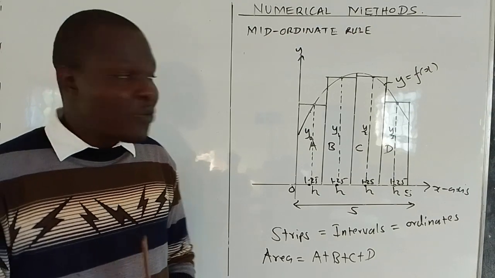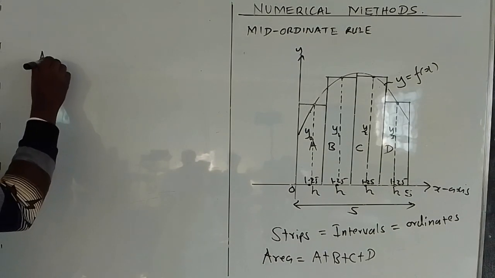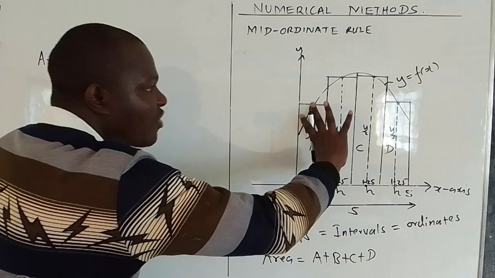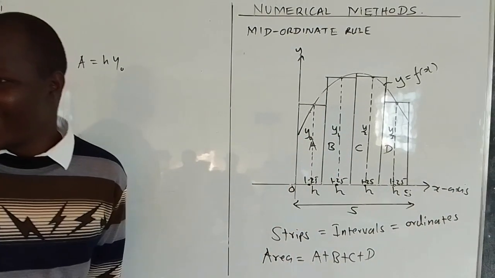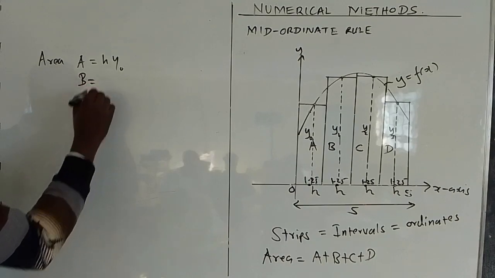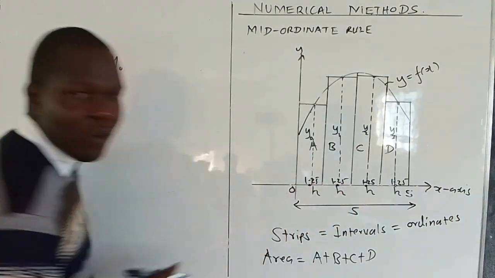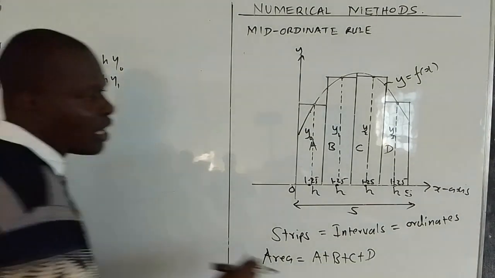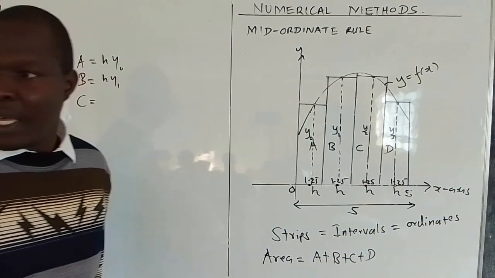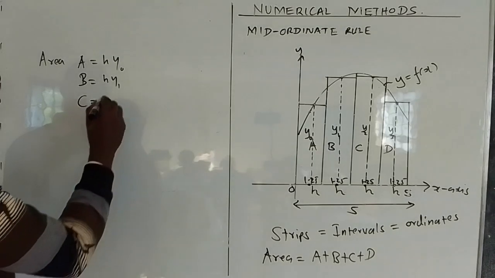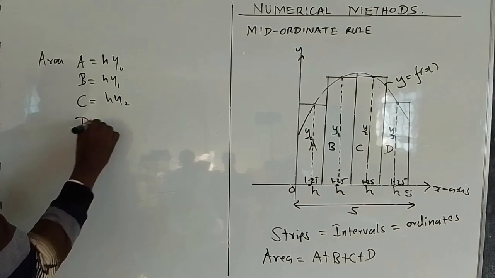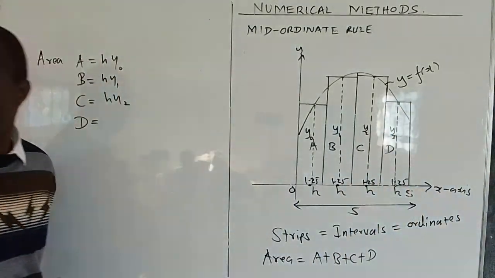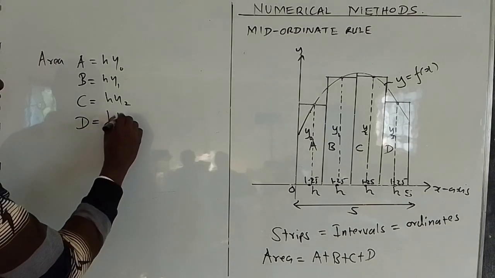Are we together? So from here you now see the area of the parts. If you start with the area of part A, it is the length which is y0 times the width which is h, isn't it? Then what is the area of part B? It is the length which is y1 times the width which is h, so that is h y1. Then the area of part C, it is the length which is y2 times the width which is h, so you have h y2. Then the area of part D, it is the length which is y3 times the width which is h, so you get h y3.